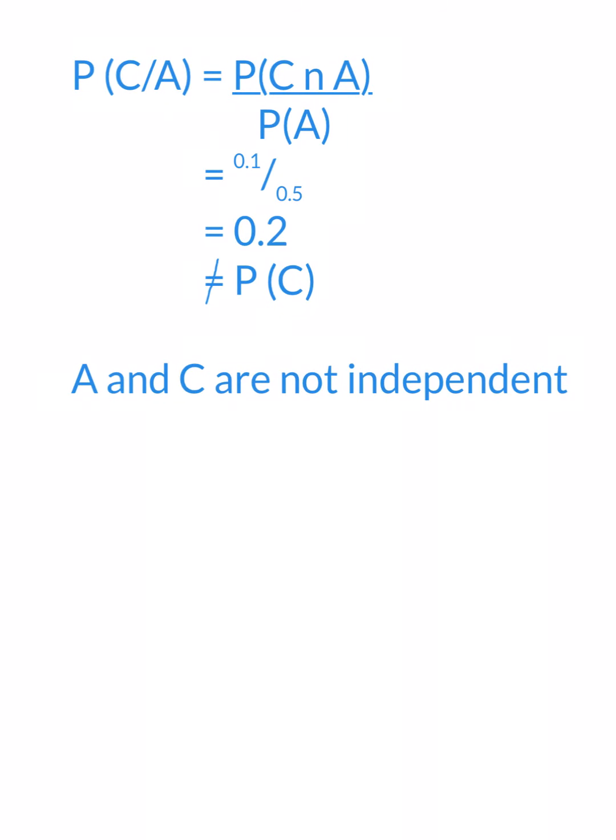The final one, probability of C given A, probability of C intersection A over the probability of A, is 0.1 over 0.5, which is equal to 0.2. But P of C was equal to 0.25, so it doesn't equal the probability of C. So A and C are not independent.